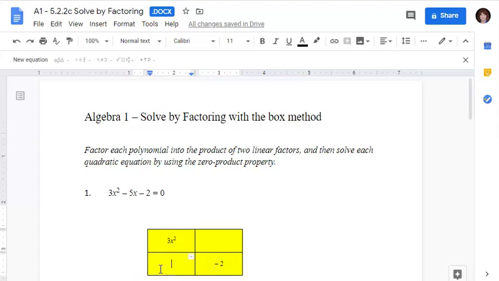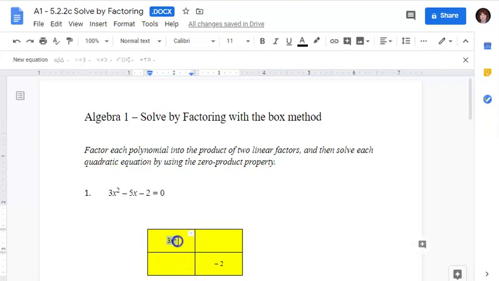Now, here's the tricky part. We have a term in the middle, negative 5x, that we need to place in the 2 remaining corners of the box. But we can't just put them anywhere we want. We have to put them so that they have a sum of negative 5x, but a product of negative 6x squared.